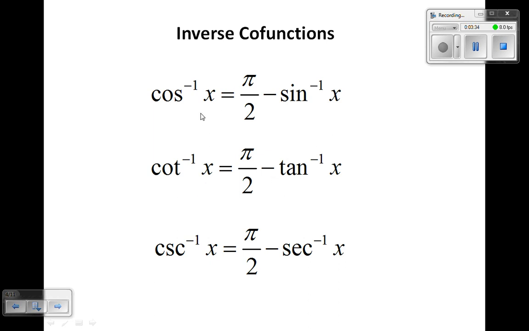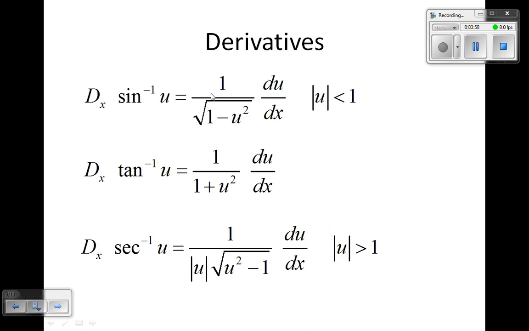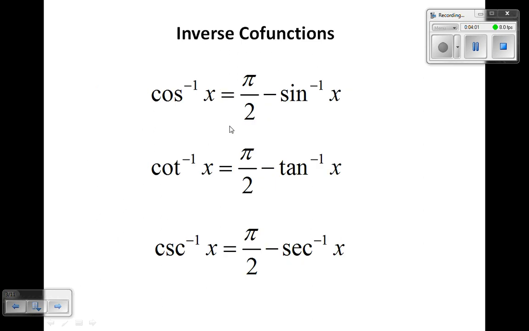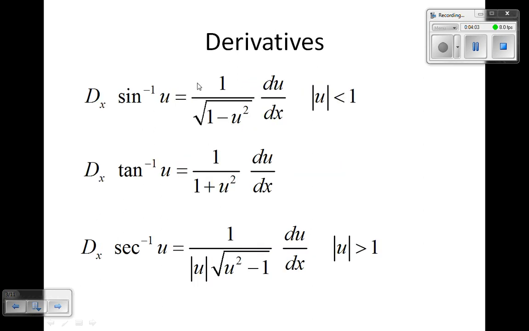So if I'm ever interested in the derivative of cosine, I can take the derivative of this part over here. And of course, the derivative of pi over 2 is nothing. So really, the cosine's derivative will equal the same as the sine's inverse derivative, except it will have the minus sign out in front. So if I back up, if you can memorize that this is the derivative of inverse sine, then cosine inverse derivative will just be negative of the same thing.